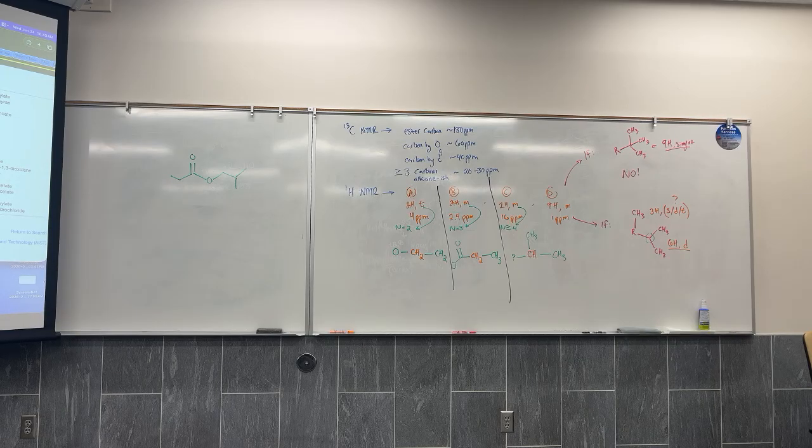A straight 4-carbon chain would have, honestly, kind of made sense. Propyl butyrate, that's not it either. Propyl isobutyrate. Oh, that's not it either.